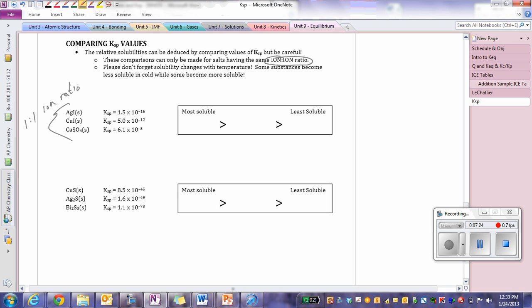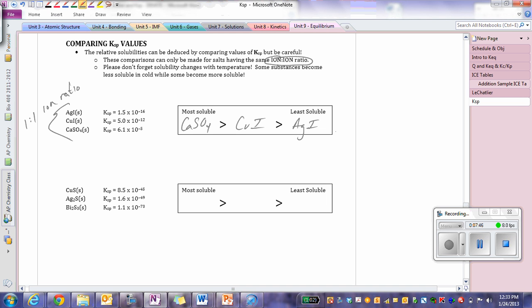The larger the KSP, the more soluble the substance is. In this case, the most soluble substance is calcium sulfate, then copper iodide, and then silver iodide. You can look right at the KSP and decide which is more soluble and which is least soluble.